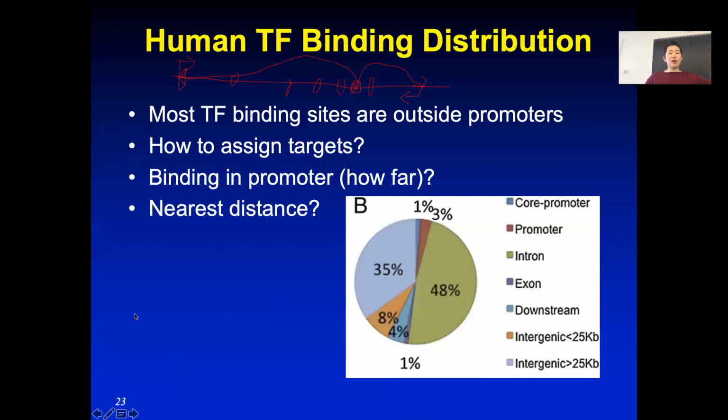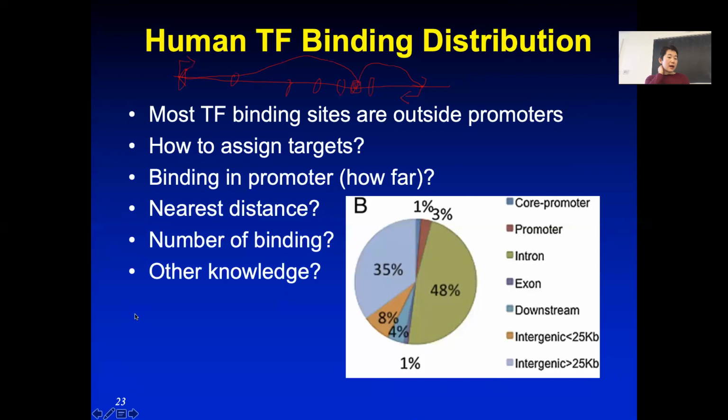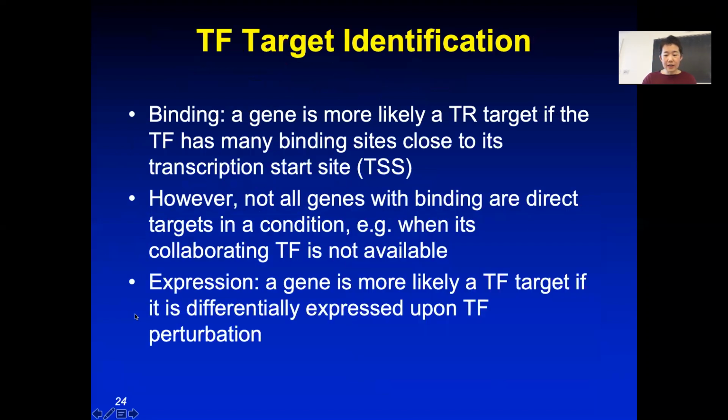But how far do you go? Do you go to 1 meg? It's still kind of also ad hoc. And also, there are people looking at the number of binding sites. That's actually important. You can find that, say, if there is a gene nearby, there are a lot of binding sites. Okay, this is probably a real target for the transcription factor. So people did find that. And maybe you can use other knowledge. This is still really an open question.